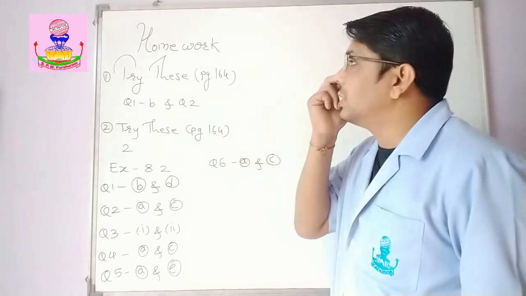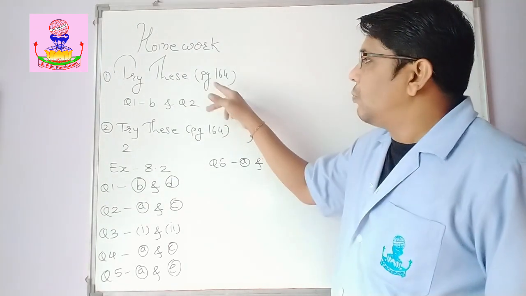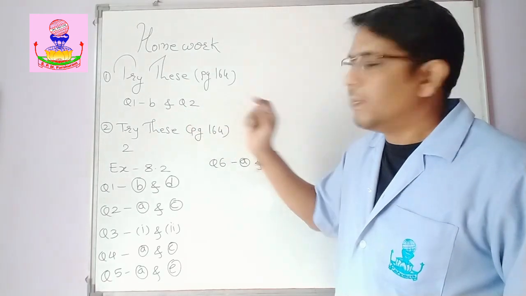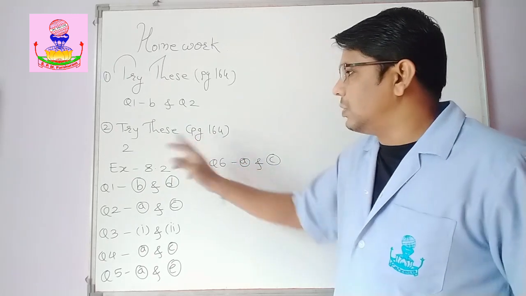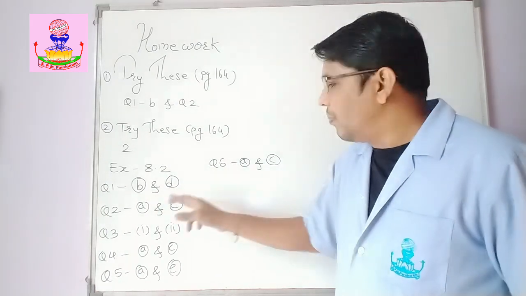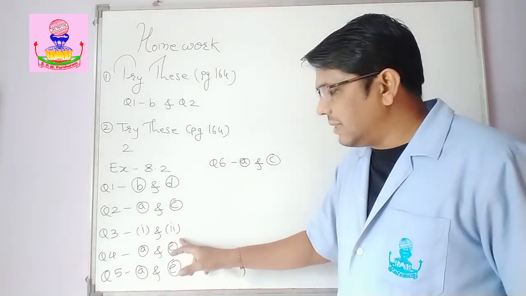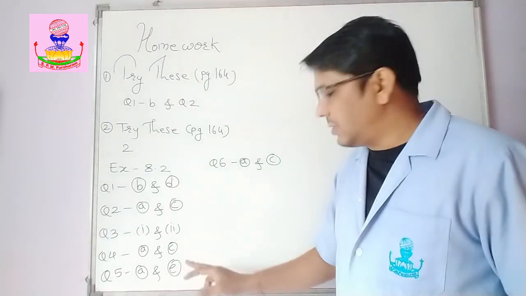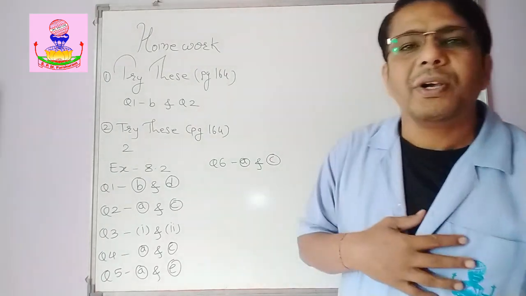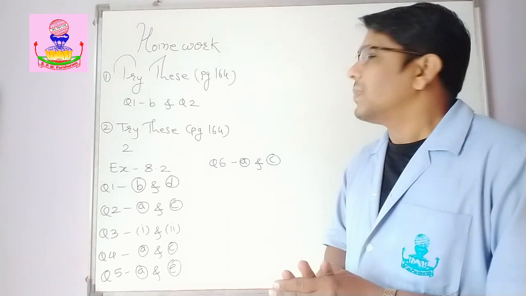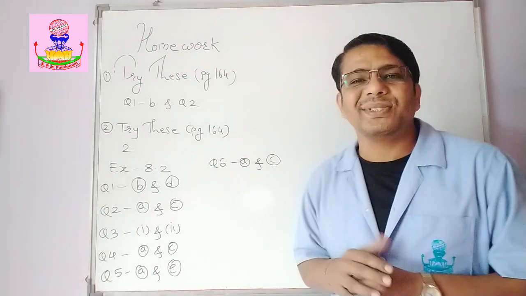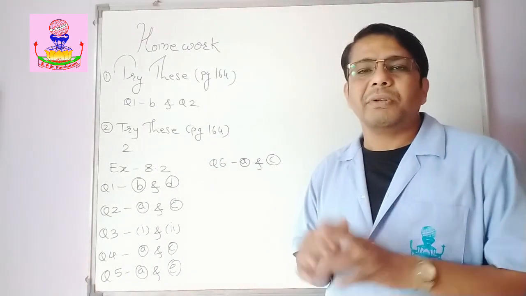So after this, we'll stop here today. But I am writing all the homework on the board so that you will do that. Now see students, this is the homework. First try this, page 164, question 1B and question number 2. Then second try this, page 164, second question. And from exercise 8.2, question 1, B and D. Question 2, A and C. Question 3, 1 and 2. Question 4, A and C. Question 5, A and E. And question 6, A and C.